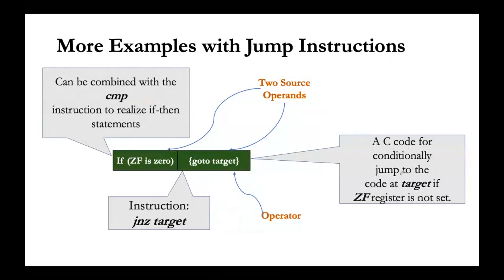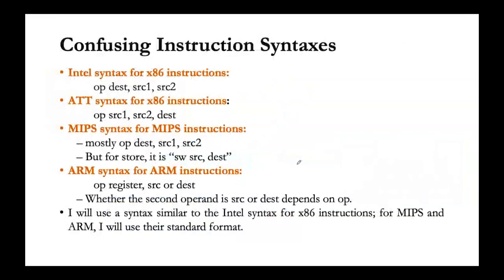So in C code, to conditionally jump to the code at the target if the zero flag register is not set, the instruction is written as JNZ. JNZ means jump if not zero: jump to the target line if the zero flag is not zero. So this is for conditional jumps.